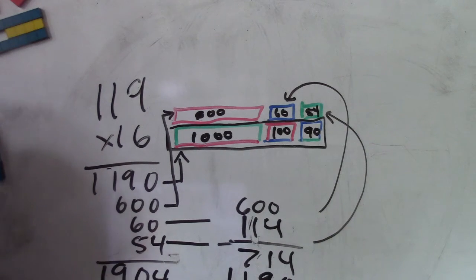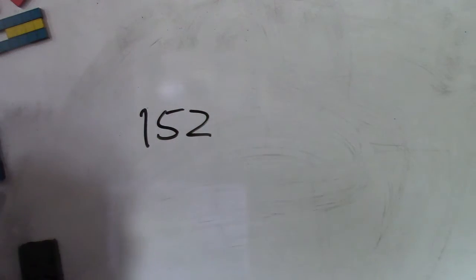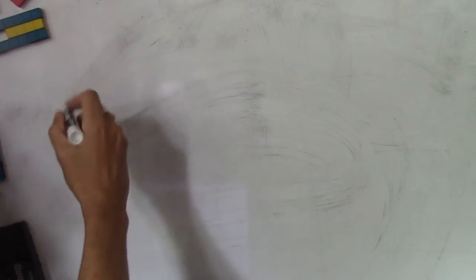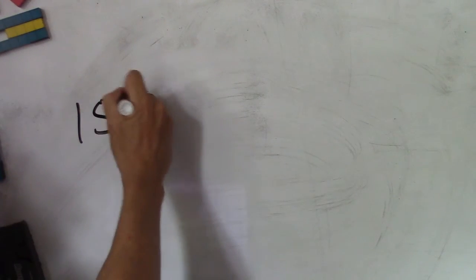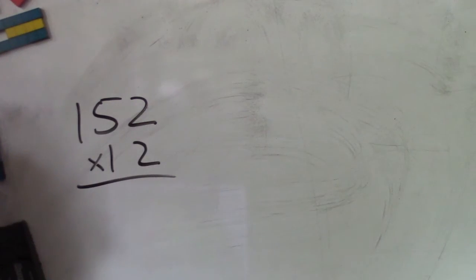All right, let's do 152 times what? 2. Don't go too easy. We'll make it 12. 152 times 12. Now I'm not going to get undetermined. That 2 would just be 304, right? I mean, I can do those in my head. Come on. All right, he's determined. I love it. That's a good thing. I like it when you're determined.